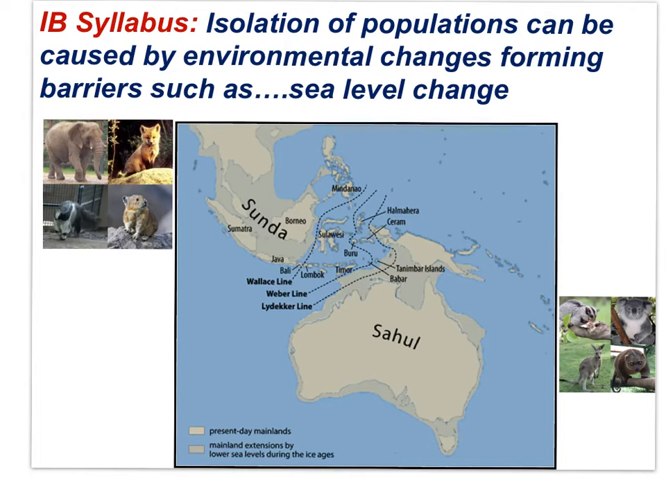Now, over time, the sea level has gone up and down. And when water levels are down, this has allowed populations that might have been isolated on different islands to mix. But deep water trenches have isolated certain species, like those in Australia, from those of mainland Asia, even when water levels are down. The Wallace Line is such a deep water trench. It has kept marsupial mammals here and placental mammals here. Isolation of populations can be caused by environmental changes forming barriers, such as distances across ocean water.